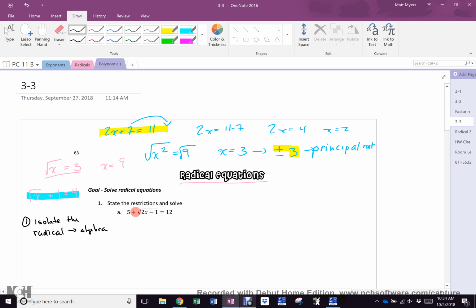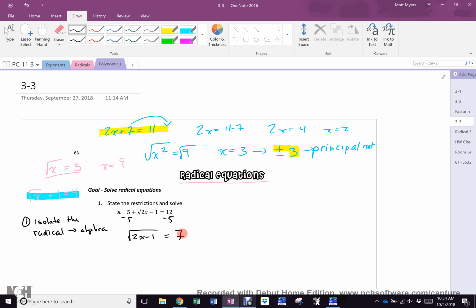So we've got our very first question here. How would you isolate that radical? You're going to subtract 5 from both sides. And what is your new equation? Root 2x minus 1 equals 7. Is everybody cool? Yeah. I've isolated the radical, yes?